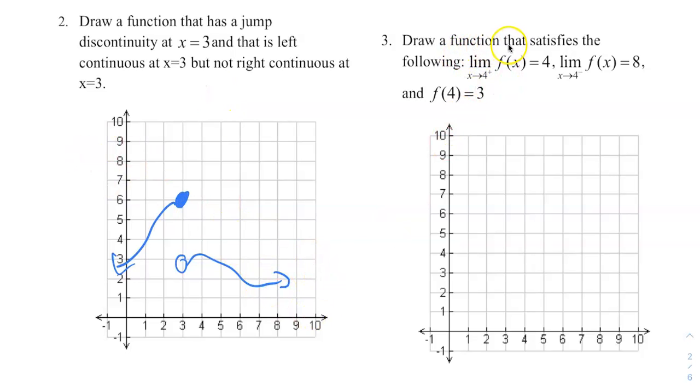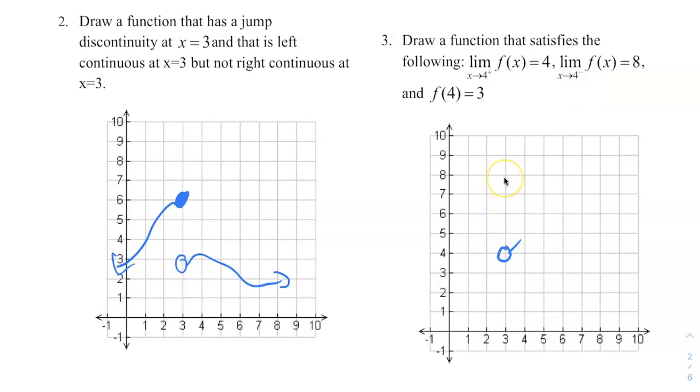Next one, draw a function that satisfies the following. Limit as x approaches 4 from the right is 4. So you got 4, and from the right is 4. Notice, again, I don't know what the rest of the graph is, but I know from the right-hand side I gotta hit 4. The limit as x approaches 4 from the left is 8.